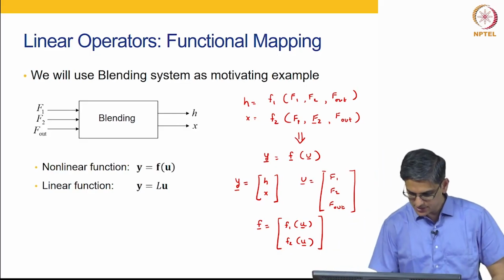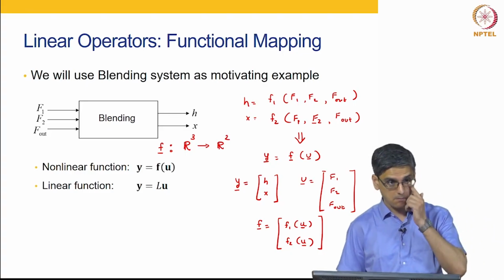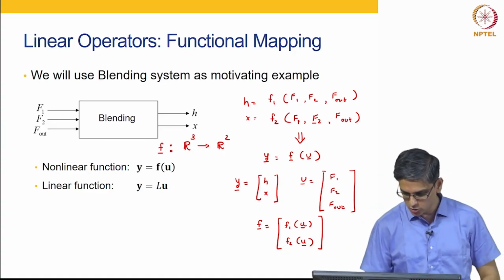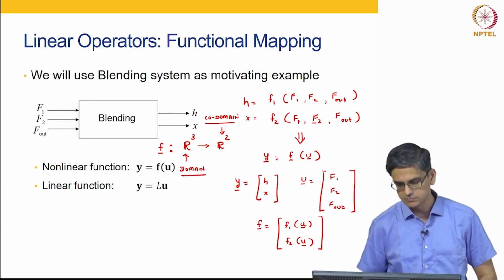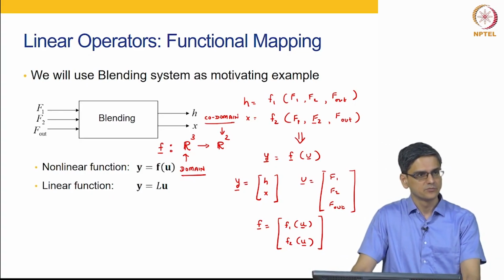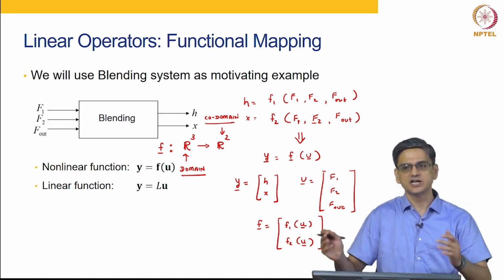We say that f bar is a mapping from an R3 space to an R2 space. The input space is called domain space, output space is called codomain space. Most of the time these mappings are nonlinear, but we usually approximate them as linear in the vicinity of the conditions that we are interested in.